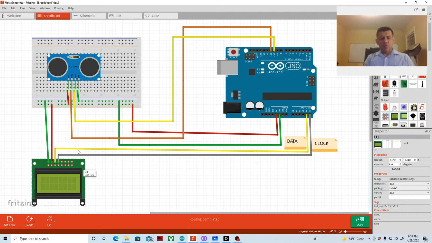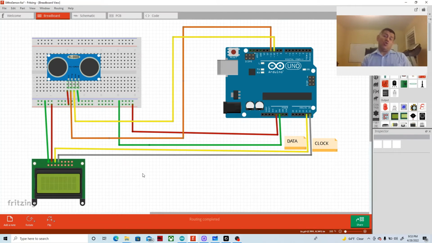Next, we got 2 wires coming off to the LCD. One of them is called the data. This yellow one is called the data. This one, this kind of brownish color, is the clock. So with that being said, that's why I wrote data and clock. With that being said, we already have the schematics. Okay, so now let's jump into the code.